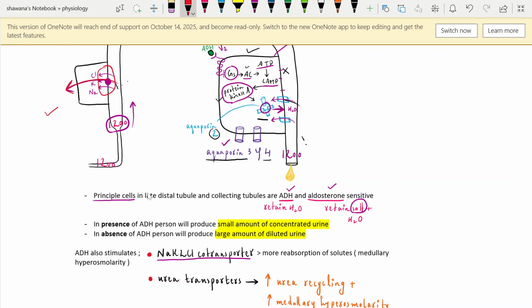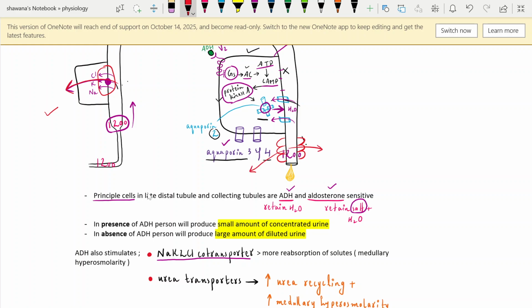And the second sensitive cells are the inner medullary collecting tubule cells. These are special for the urea transporters, and urea transporters are sensitive to ADH. More urea is reabsorbed, and it will contribute to the medullary hyperosmolarity.